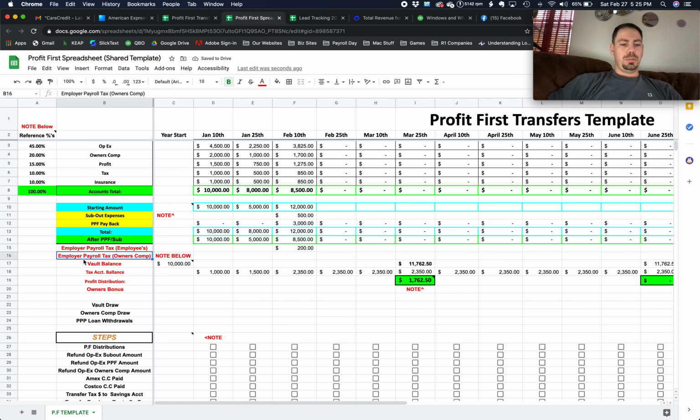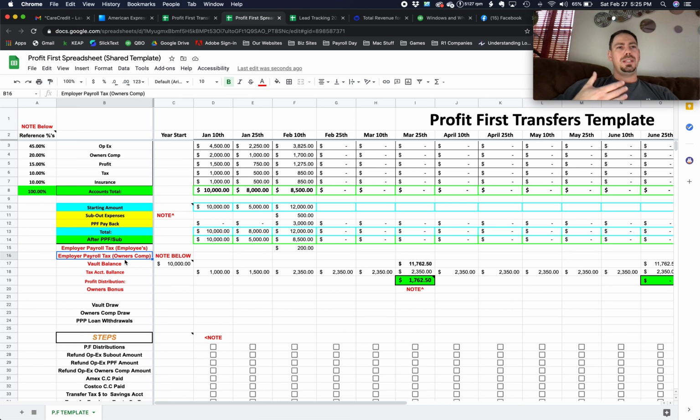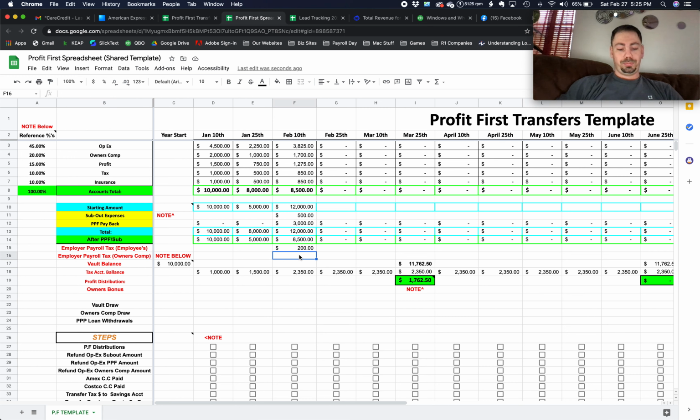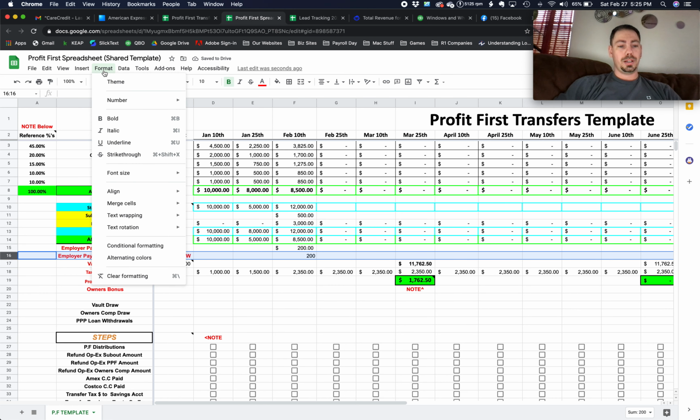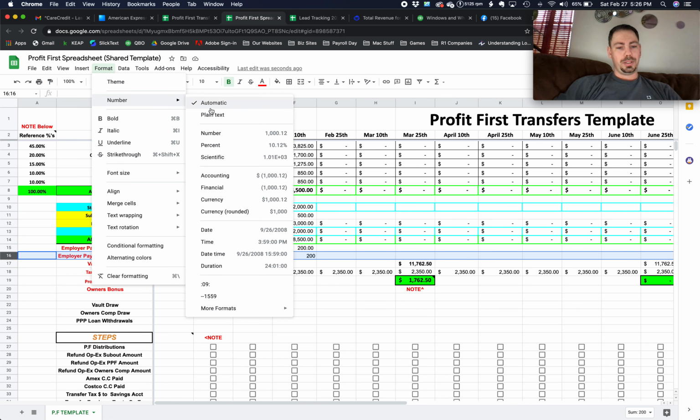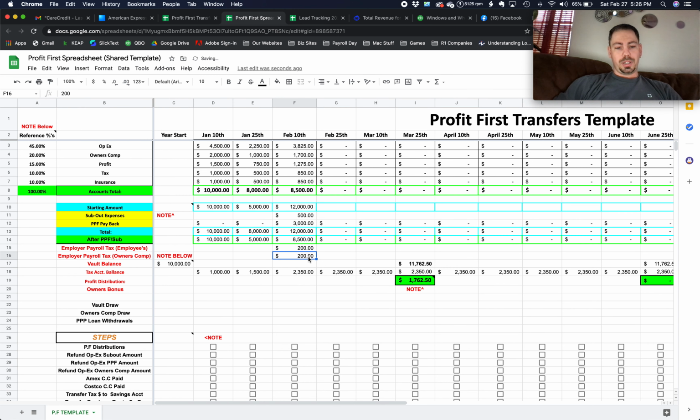And then I have employer payroll tax for owner's comp. So the amount of money that the business is having to match when I pay myself and my sister, the owners, also gets refunded. Well, let's say that was also 200. I will also change this all to accounting real quick. So this is all getting updated in your guys' template that I linked. So it'll show as a dollar amount.